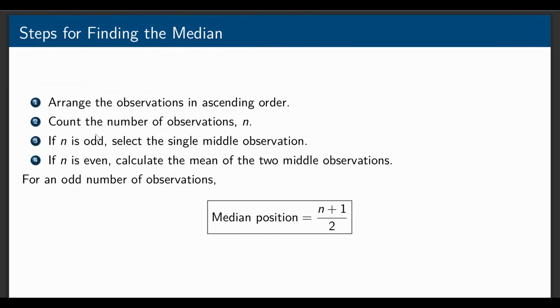What are the steps? First of all, arrange the observations in order. Count the number of observations. If n is odd, select the single middle observation. If n is even, find the mean of the two middle observations. So for an odd number of observations, the median position will be (n plus 1) divided by 2.